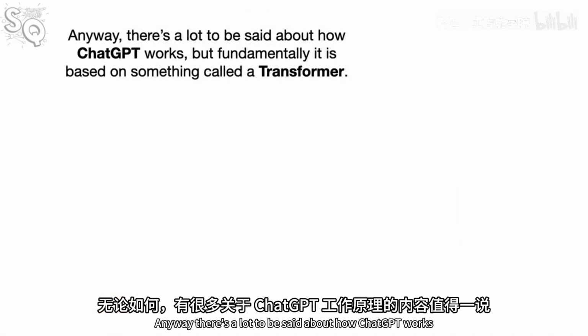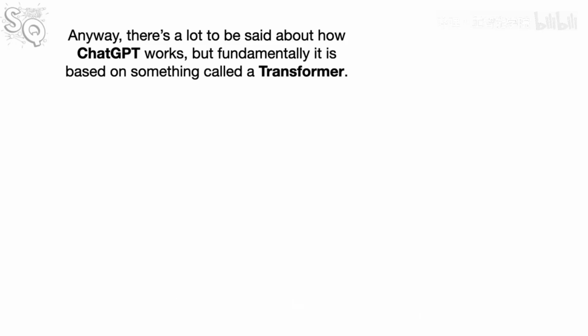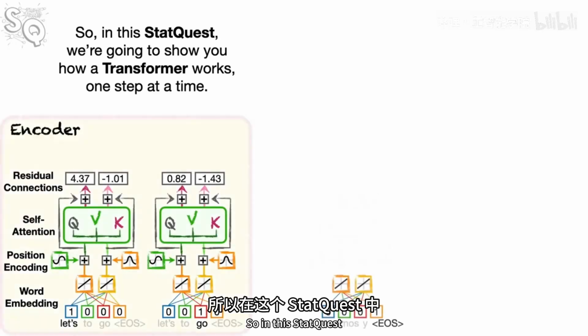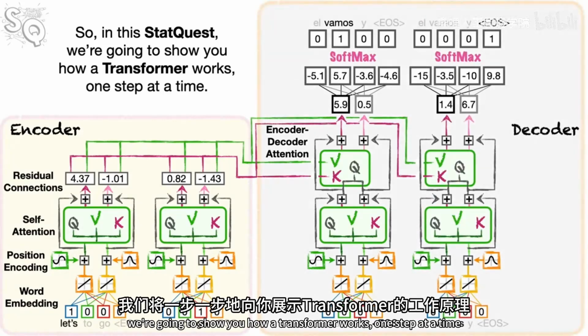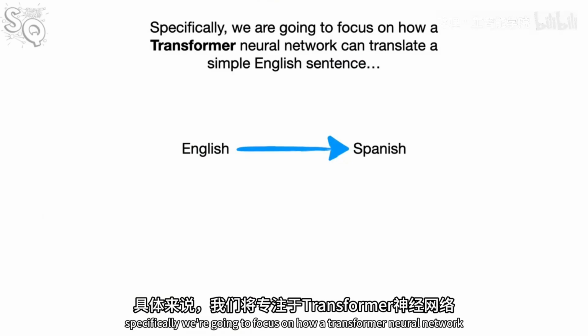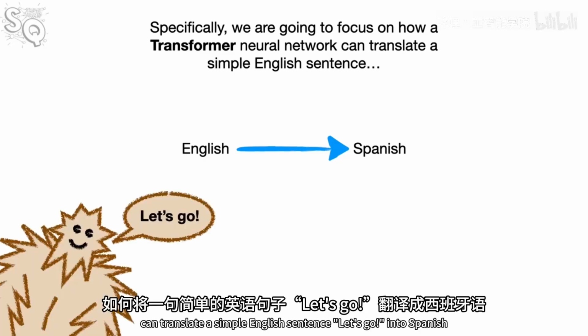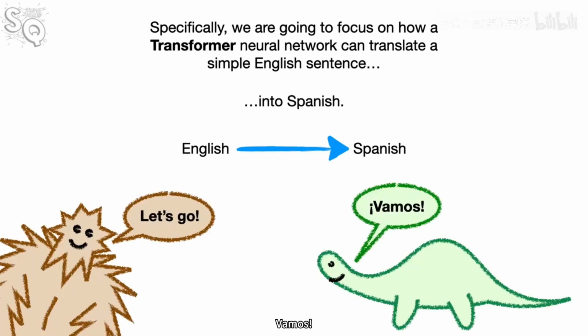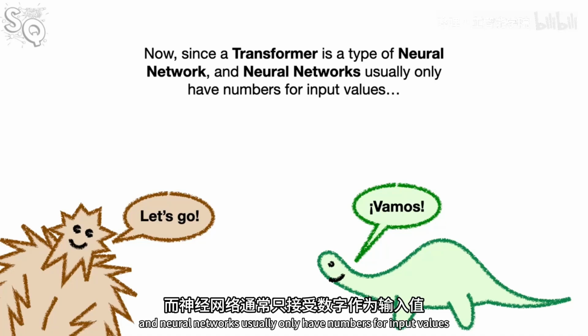Anyway, there's a lot to be said about how ChatGPT works, but fundamentally, it is based on something called a transformer. So, in this StatQuest, we're going to show you how a transformer works one step at a time. Specifically, we're going to focus on how a transformer neural network can translate a simple English sentence, "Let's go," into Spanish. Vamos.